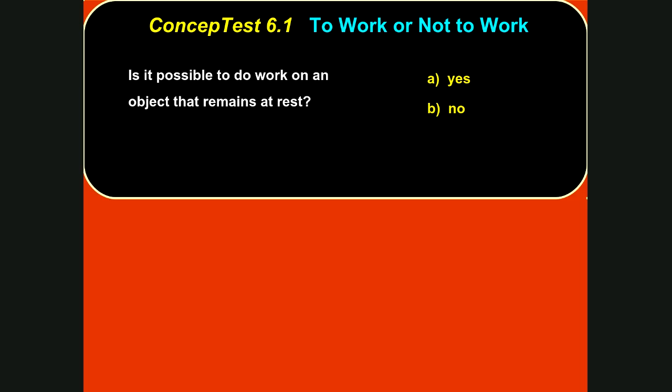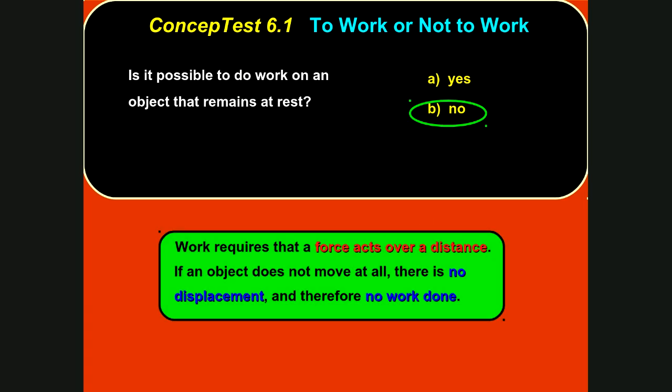If an object is at rest, does it do any work? So basically you all know that if there is no motion, there is no work done. Force times distance, no work done. So you know which one to click. The next slide will show you the answer with the explanation. That's how we do it. Work requires that a force acts over a distance, and if an object does not move at all, there is no displacement and hence no work done. This was simple. Then we move ahead with the next one.